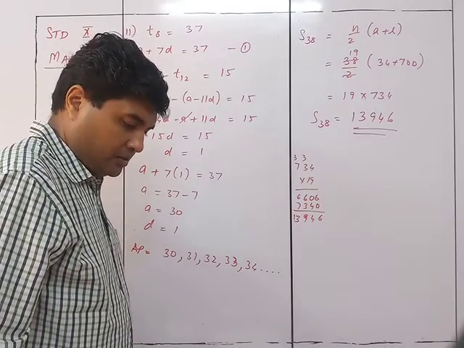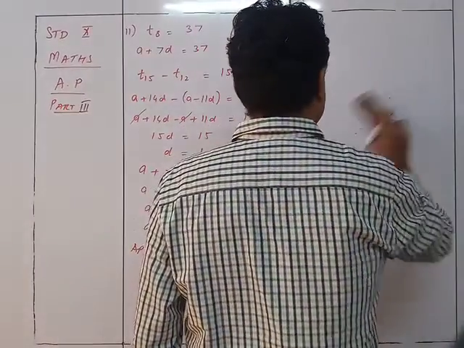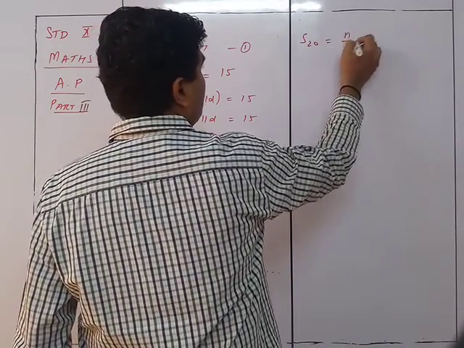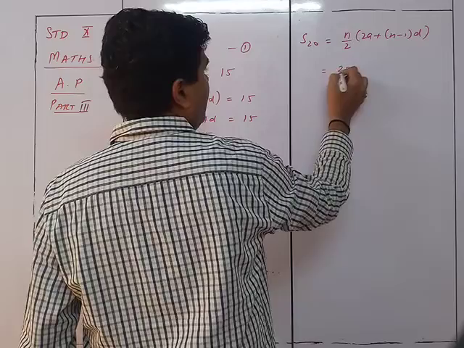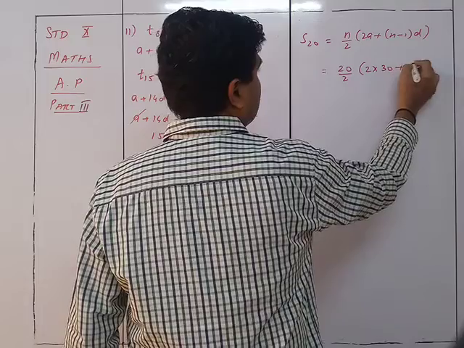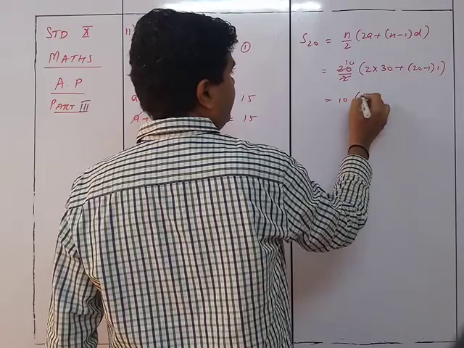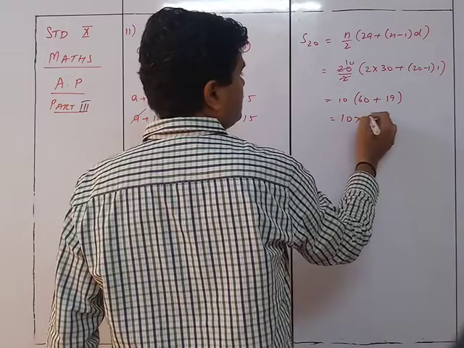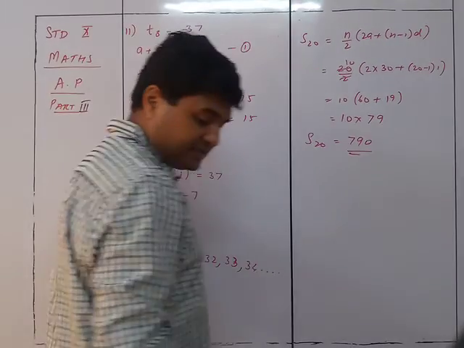And then we need to find the sum of the first 20 terms. So S20 is equal to n upon 2 into (2a plus (n minus 1) into d). So 20 upon 2 into (2 into the first term 30 plus 20 minus 1 into 1). So that will be 10 into (60 plus 19). So that will be 10 into 79, that is 790. So S20 is 790.